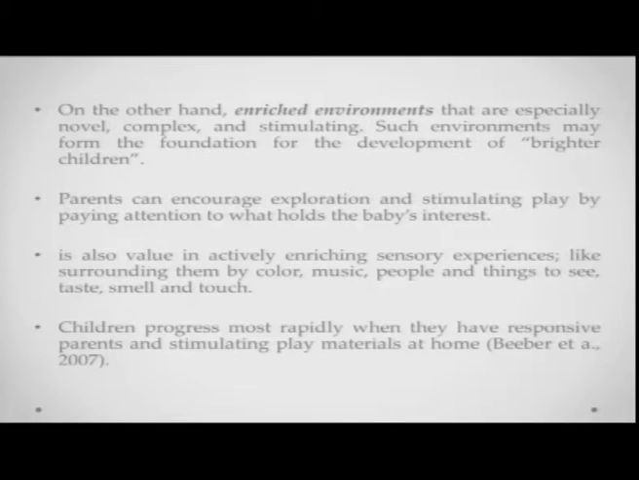It has been seen that children progress most rapidly when they have responsive parents and when they have stimulating play materials at home. This has been shown in research: children's course of development is more rapid. They could have higher IQs, they could have higher other kinds of skills if the parents are very responsive, attending to the child more often, and providing the child with stimulating materials.